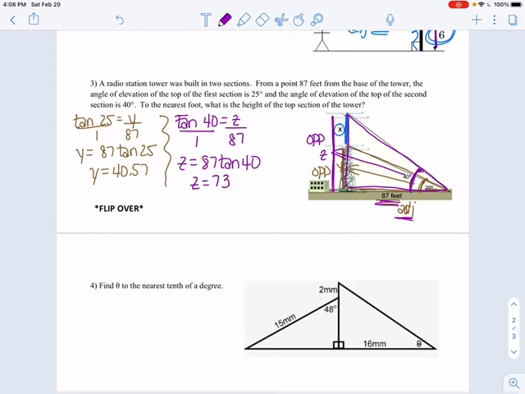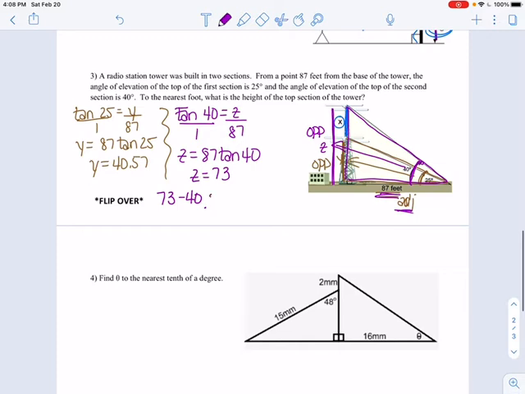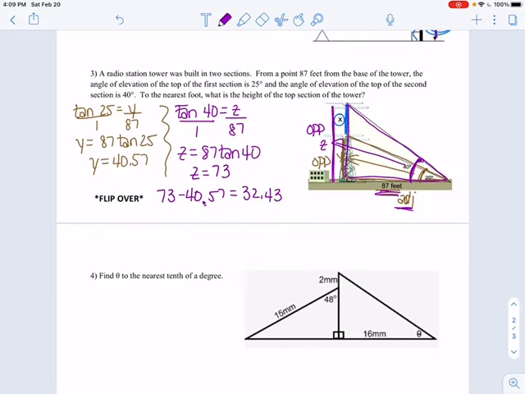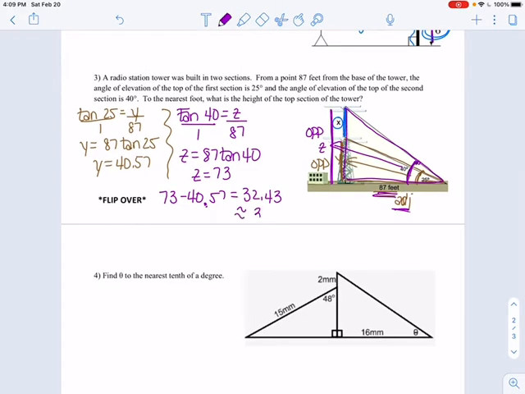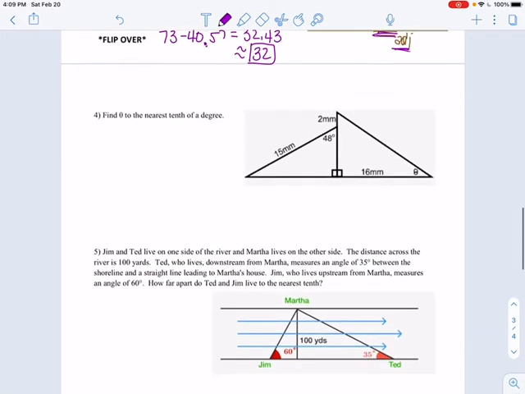Now if I take that 73 and get rid of that brown piece on the bottom, I don't know why this is jumping so much. Okay. That's going to leave me with that value of X on the top. So when you subtract, you should get an answer of 32.43, which again to the nearest foot is going to end up being 32. Okay, flipping over onto the back side.